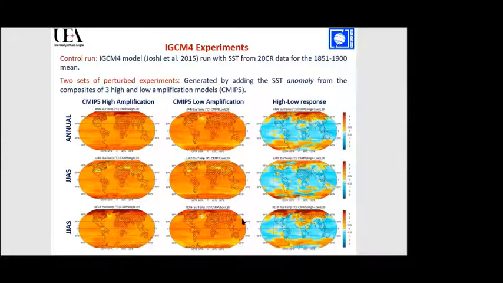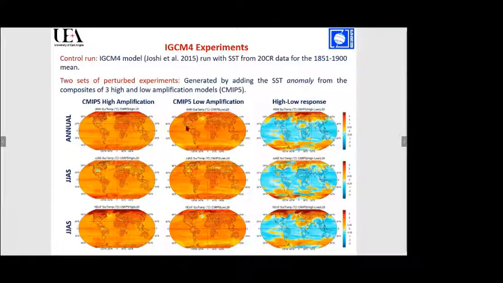So we wanted to see the atmospheric response with respect to the Arctic amplification. We have used, as I mentioned, the IGCM4. The reference is Joshi et al. At first we ran a control simulation with SST from the 20th century reanalysis data from 1851 to 1900. And we have run two sets of perturbation experiments.